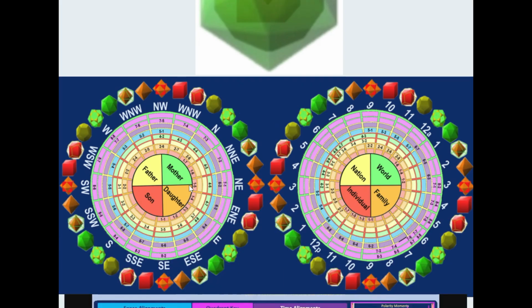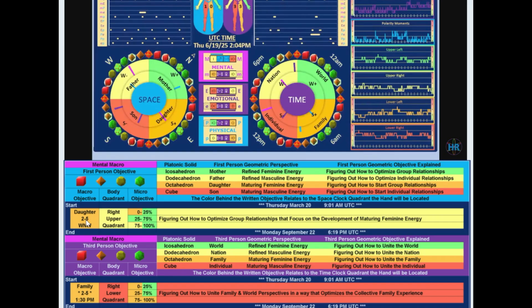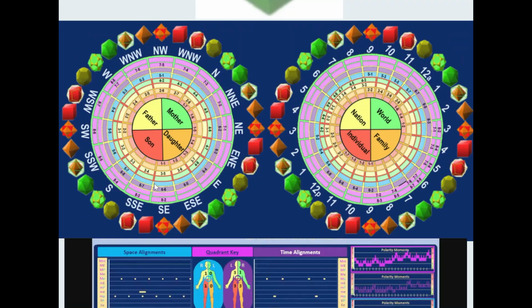Now, we're in the 2-5. That's what this is. We're in the 2-5. This is the mental macro, so this objective is going to go for the entire year. For the entire year, this is the part of the cosmic egg we're in. Specifically, the 2-5 is located right here. Now, this has to do with the micro objective. So we're going to get to that in just a minute as well.